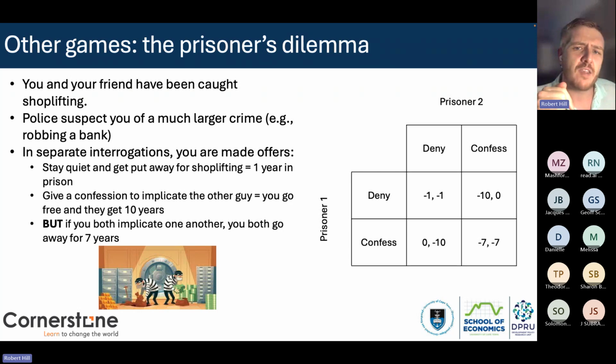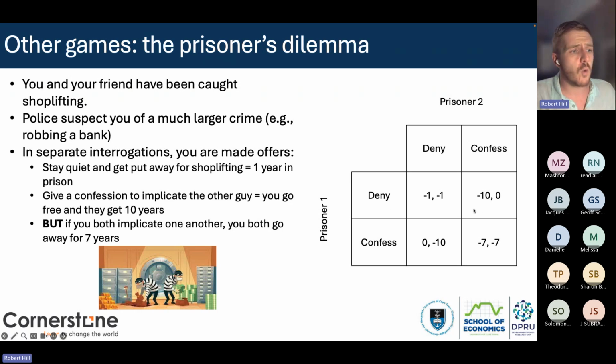But that doesn't sound like the best option, right? In fact, the best option would be for everyone to stay quiet and to just serve the time for the shoplifting. And we can see this if we solve for the Nash equilibrium of this game, which basically sets out this story in a game table form, right?